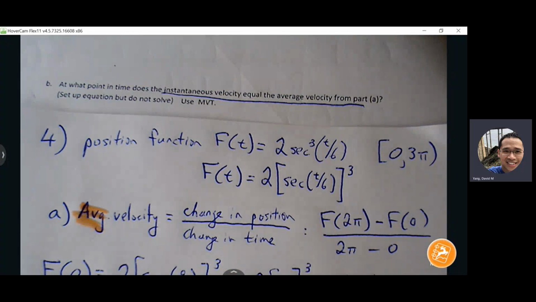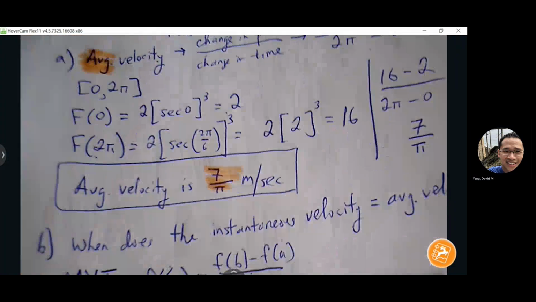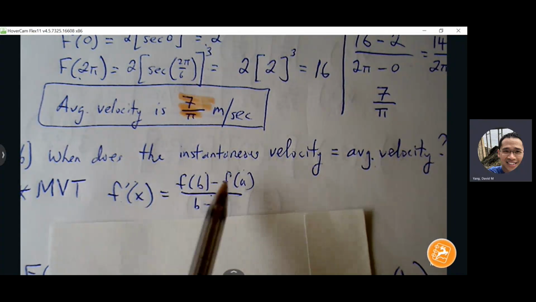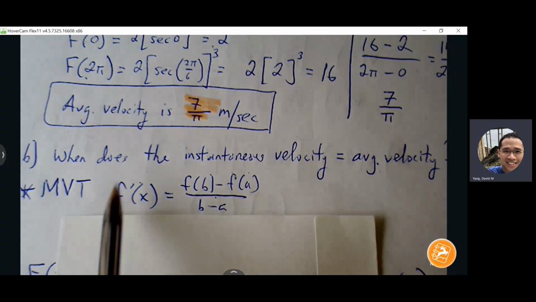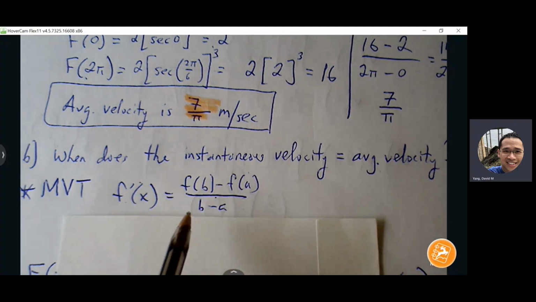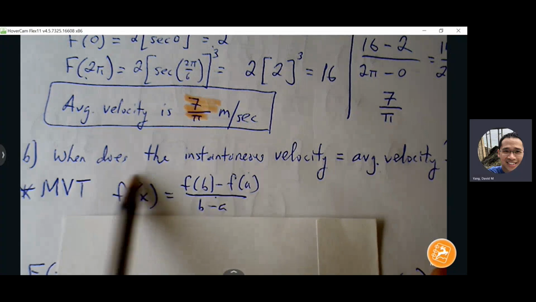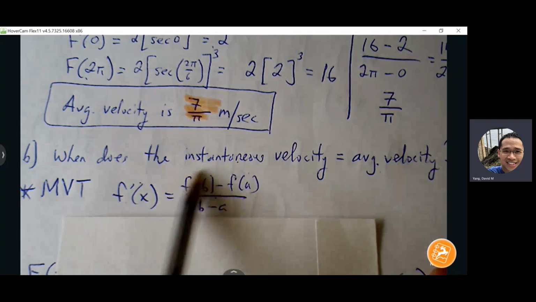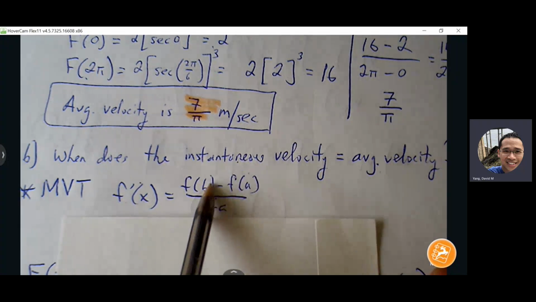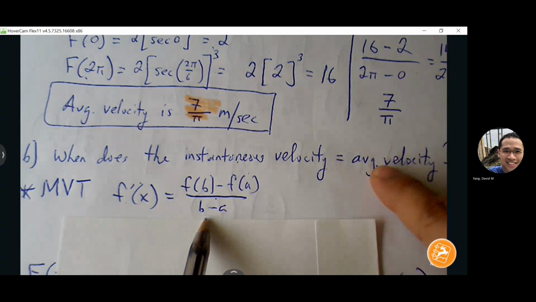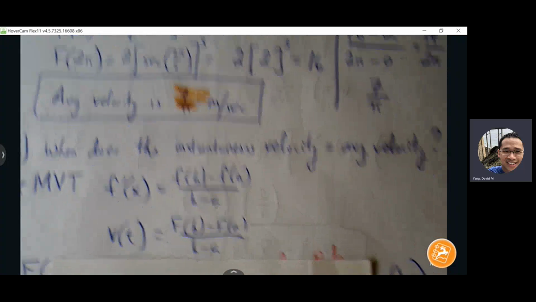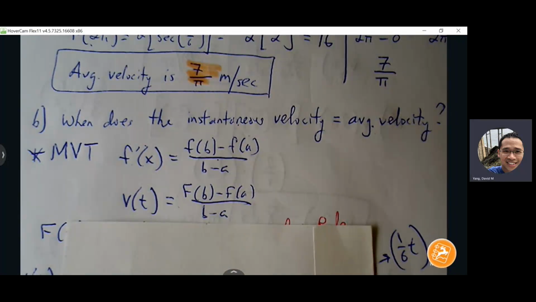This is what mean value theorem looks like. Mean value theorem is f prime of x equals f of b minus f of a over b minus a. But if we want to reword it in terms of particle motion, f prime is the same thing as what? Velocity, right? And f of b minus f of a, change in position over change in time, is the same thing as average velocity. So really, setting the velocity equal to the average velocity is mean value theorem.